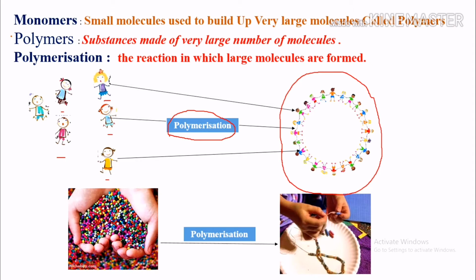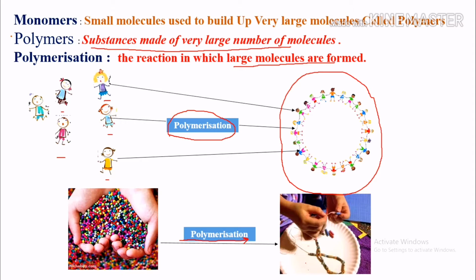So we can say also we have small plastic poles, and we start to rearrange our small plastic poles in polymerization process to make nucleus. So the process of polymerization is the reaction in which large molecules are formed, in which polymers are formed from small molecules known as monomers. So the polymers are substances made of very large number of small molecules.